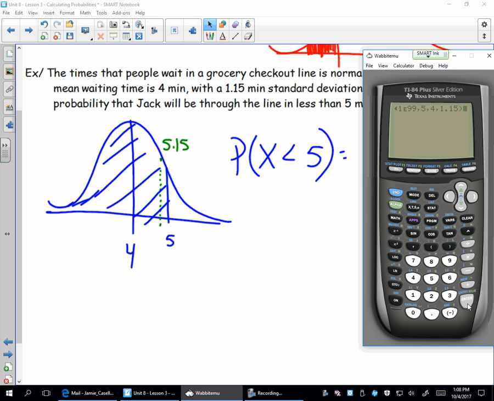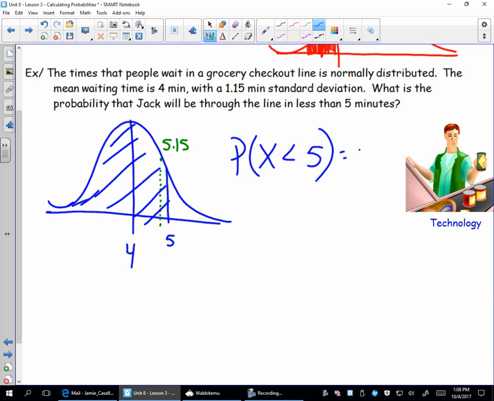We're going to go down to paste. It's going to say, is this what you want to do? So we'll press enter and say yes. And there's my answer, 0.8077. We're going to write that down, and then we're done. That's it. We figured out the probability that he has to wait less than 5 minutes.